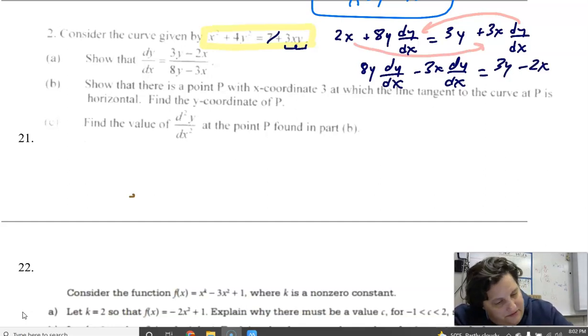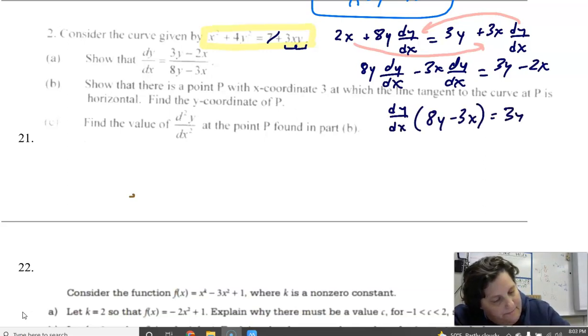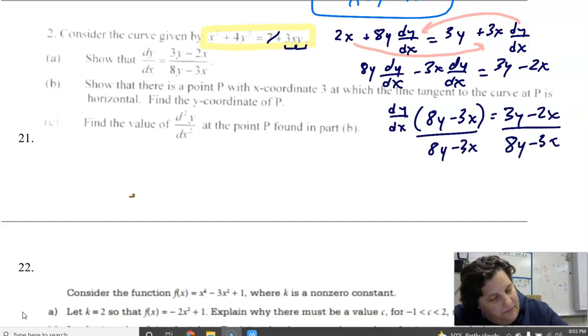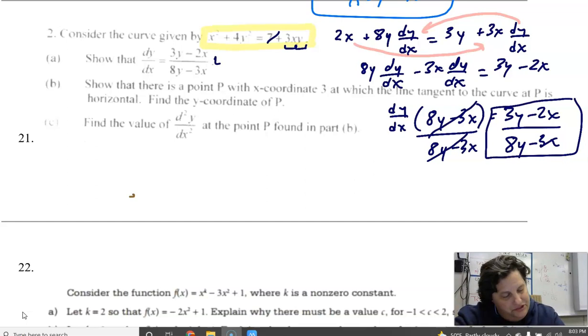All right, now I'm going to factor out a dy dx and then divide by 8y minus 3x on both sides. Okay, so that is me showing, let me just check and make sure, yeah, that dy dx is 3y minus 2x over 8y minus 3x. That's just showing the work to show that that is exactly what the derivative would be.